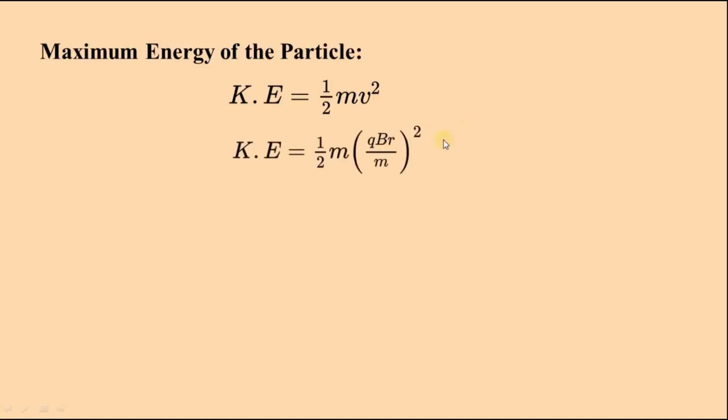The expression for maximum energy of a particle in cyclotron. We know the kinetic energy of a particle is given by half mv square. Here the velocity is given by qBr by m. So therefore the kinetic energy can be written as half m into qBr by m whole square. The expression for velocity is obtained from the previous equation for r. So kinetic energy, simplifying, we get q square B square r square by 2m.